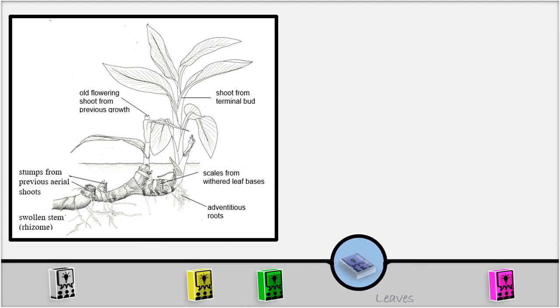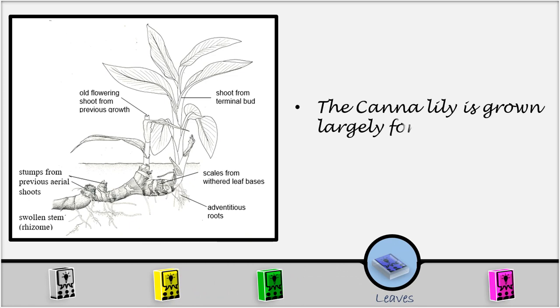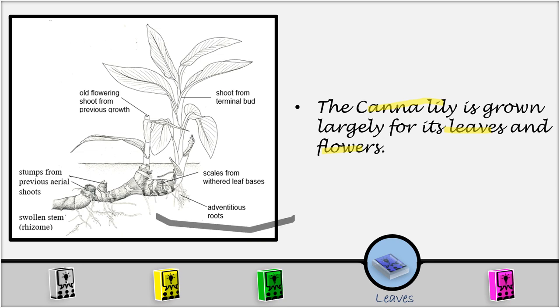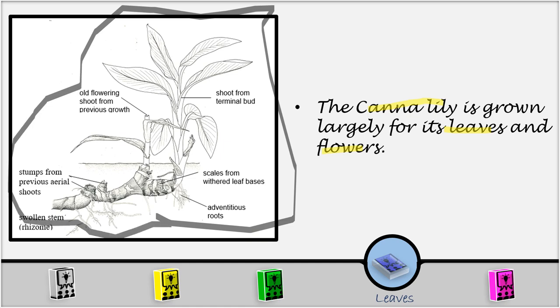The canna lily is grown largely for its leaves and flower. So the canna lily is mainly grown for its leaves, and it works like an ornamental plant which can be used in gardens.